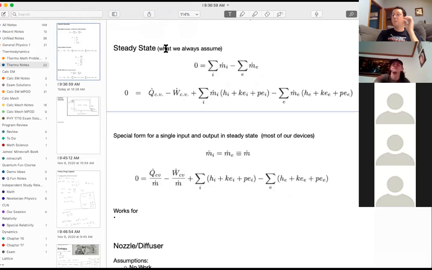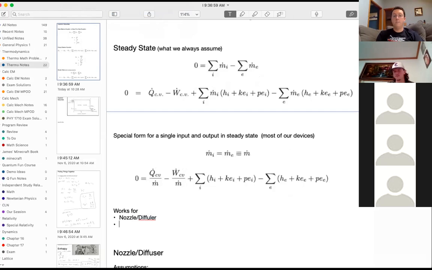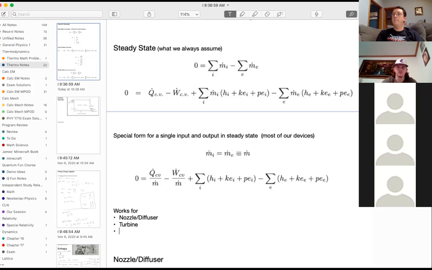Works for things with one input and one output. That'd be a nozzle or a diffuser, right? One in, one out. A turbine. You could have a, what else could you have? You could have a boiler. Typically, we just have one line in, one line out. Same way with a condenser.